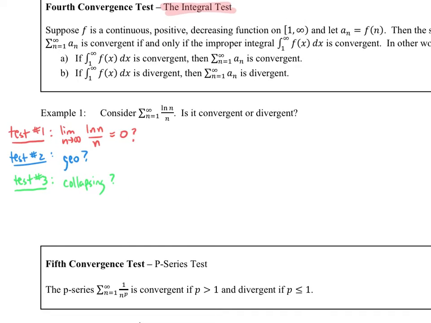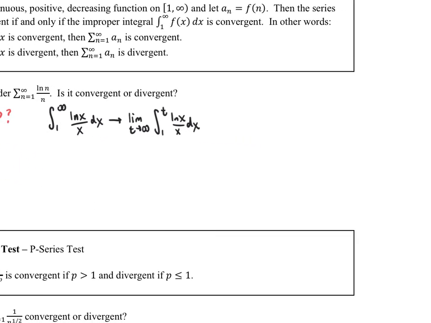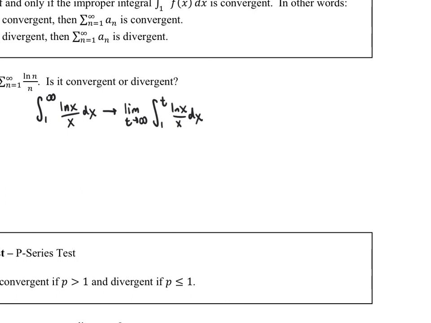So we're going to take the integral from 1 to infinity of the natural log of x over x dx, and we're going to convert that into the limit as t goes to infinity of the integral from 1 to t of the natural log of x over x dx. Remember, we did all of this in section 5.10, so if some of this is confusing, you might need to go back and check on that again.